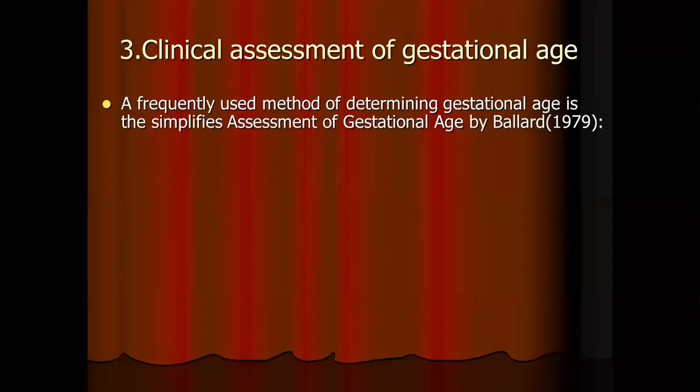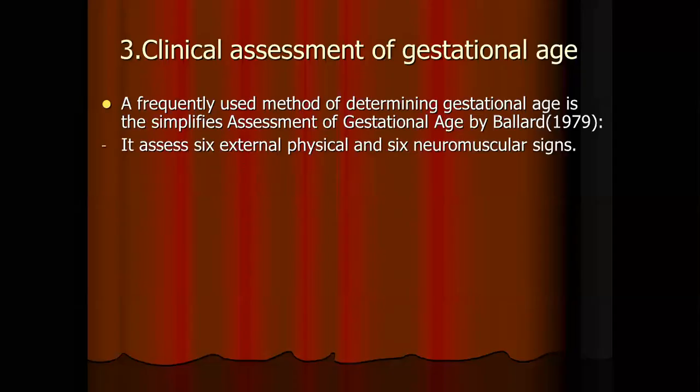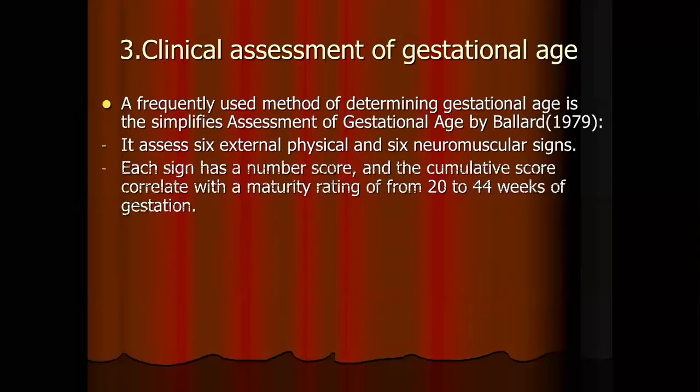Next, clinical assessment of gestational age. A frequently used method of determining gestational age is the simplified assessment of gestational age by Ballard score, 1979. It assesses 6 external physical and 6 neuromuscular signs. Each sign has a number score, and the cumulative score correlates with a maturity rating from 20 to 44 weeks of gestation.